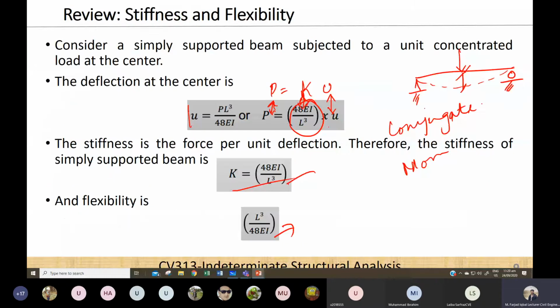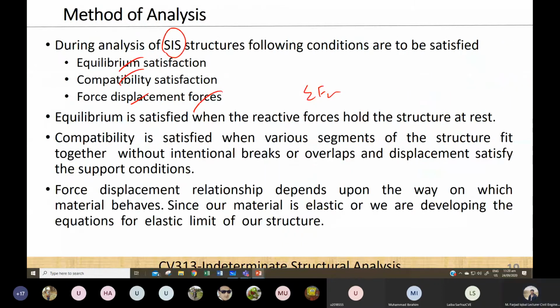And by the way, this P is equal to KU. This is the compatibility equation. If you see this equation, we have correlated the displacement with the force. So this basic relationship is the foundation of the methods that we will study for the analysis of indeterminate structures. So we have to satisfy this compatibility condition as well while we are analyzing these indeterminate structures.